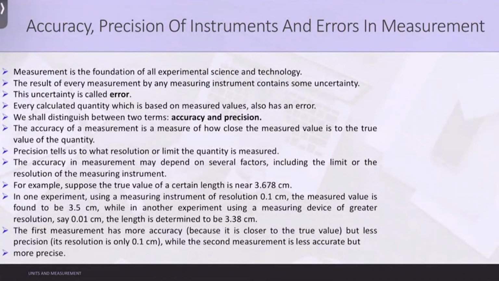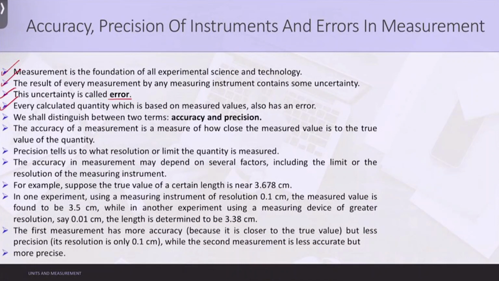Okay, so let's start understanding this here. This thing is done, this thing is done. So this uncertainty is basically called error. Every calculated quantity which is based on measured value also has an error. Quite evident, everything which you try to calculate from measured values will also have an error.